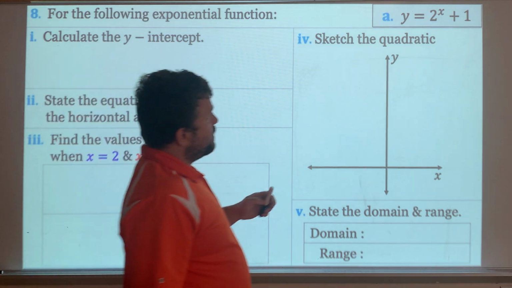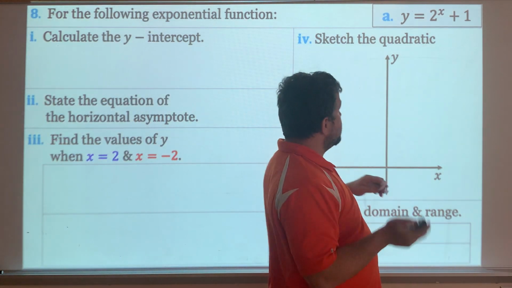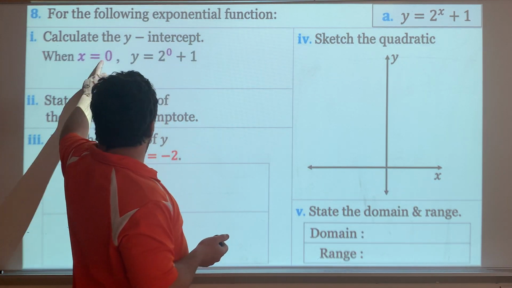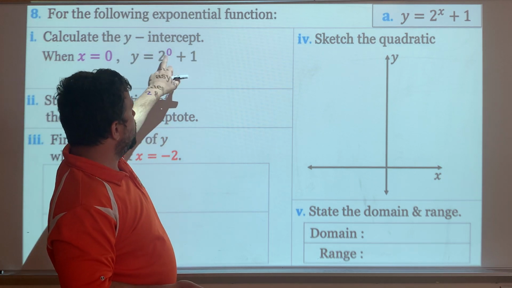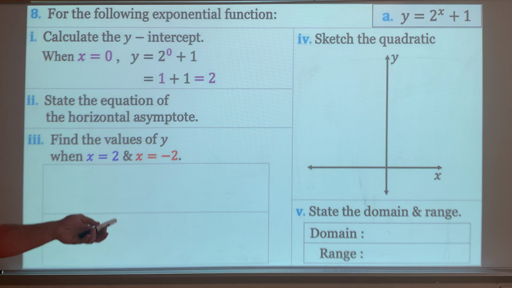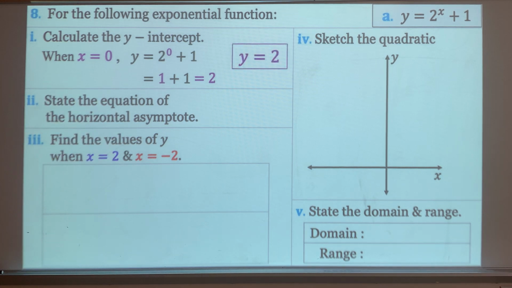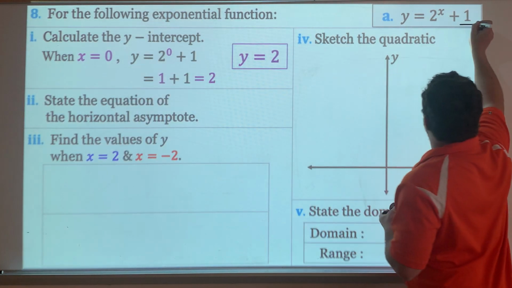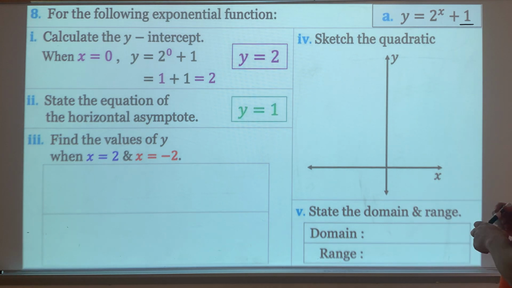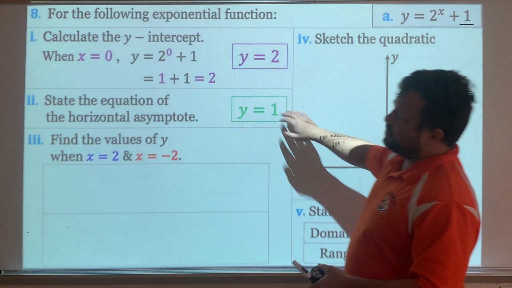How do you find the y-intercept? You set x equal to 0. So when x equals 0, that's when you find your y-intercept. y equals 2 to the 0 plus 1. 1 plus 1 is 2. So y equals 2 is my y-intercept. That's easy enough, right? State the equation of the horizontal asymptote. So let's look at our problem. Right there, horizontal asymptote is y equals 1. First two things are very easy.